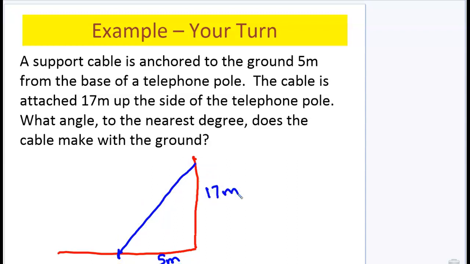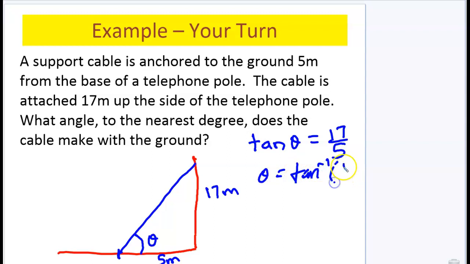And we're asked to find the angle, to the nearest degree, that the cable makes with the ground. So again, we're looking for the angle of incline. I'll start with my tan ratio. The tan of theta is 17 over 5. Therefore, theta is tan inverse 17 over 5. Should make that look like a 5, not an 8.